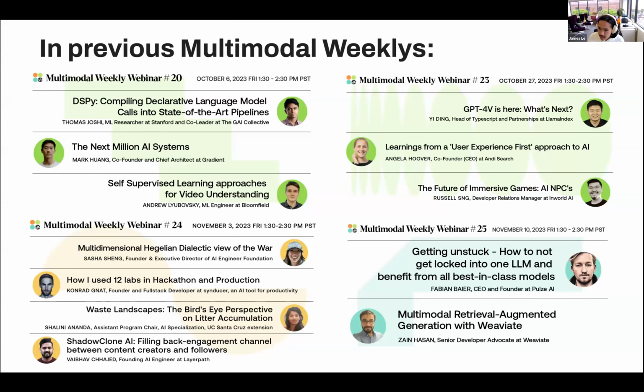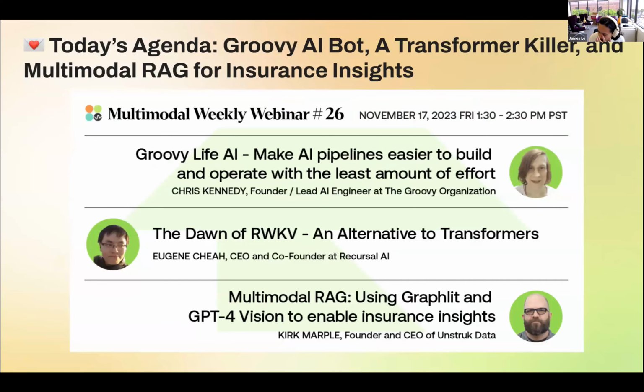For the webinar today, which is number 26, we have 3 speakers. The first one is Chris Kennedy, currently working on the Groovy AI Bot. He will talk about the project Groovy AI, making AI pipelines easier to build and operate with the least amount of effort. Chris is actually a second-time speaker. Our recorded first presentation was back in like June or May, right? I was very excited to see some of the progress that he's been making over the past 5-6 months, because we've been posting a lot now on our Discord channel with some of this progress.